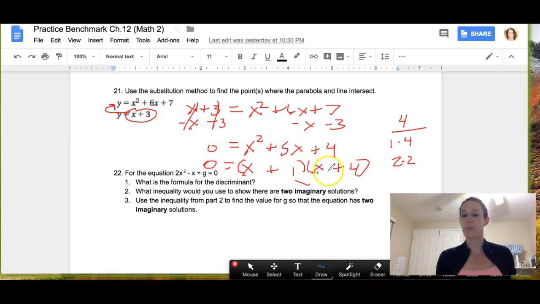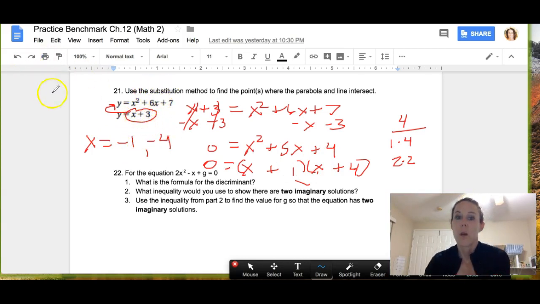So zero product property, what makes this 0? If x were -1. So x equals -1 would be one solution. What would make this 0? If x were -4. So -4 and -1 would be the solutions that would make this work, okay? Once we have that, we need to find our y points. So we want to find the points where the lines intersect.